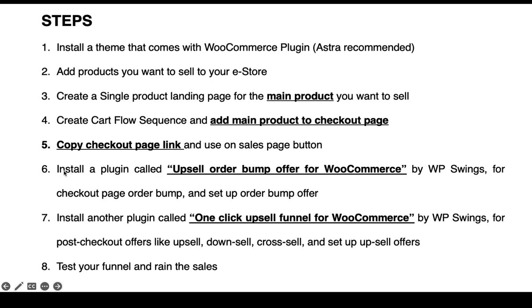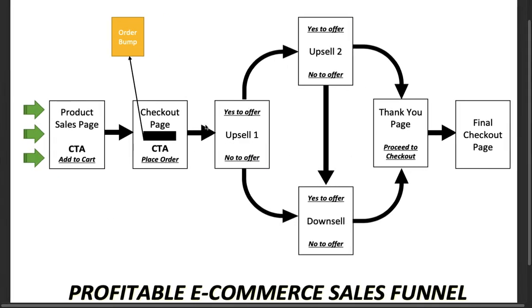So now step 6 says install a plugin called Upsell Order Bump Offer for WooCommerce by WP Swings. Please guys, by these people. The reason we are installing this order bump offer plugin is for us to be able to set up an order bump offer. And this order bump offer will be set up on our checkout page. As you can see in this diagram, in this funnel, it has to be on this checkout page. You don't need to worry how we are going to place it on the checkout page. The plugin will automatically place itself on the checkout page.